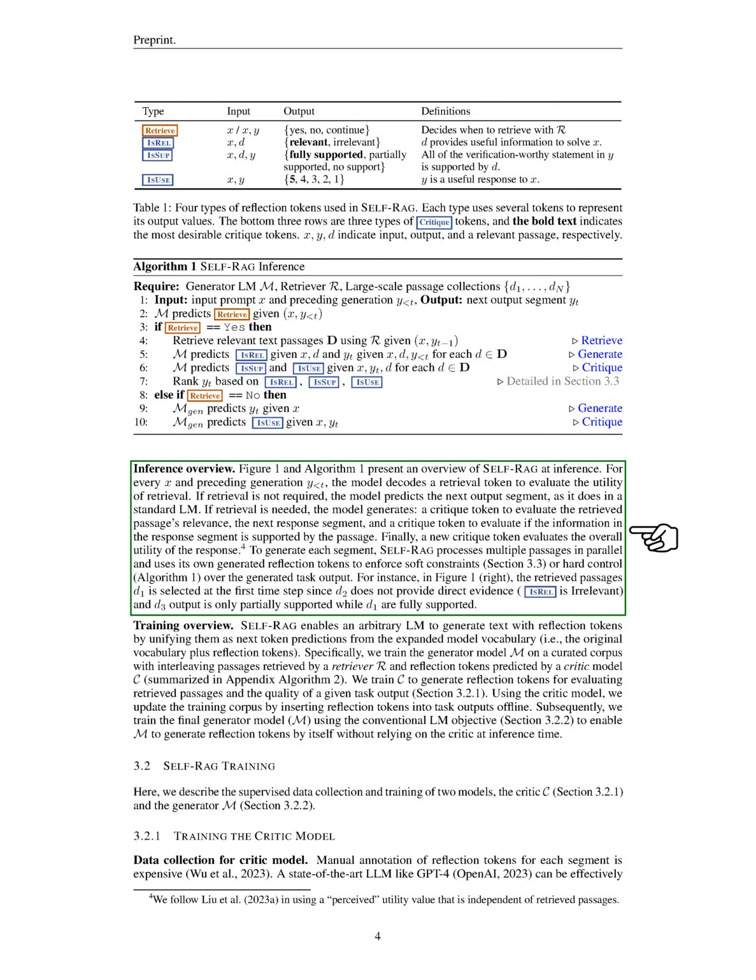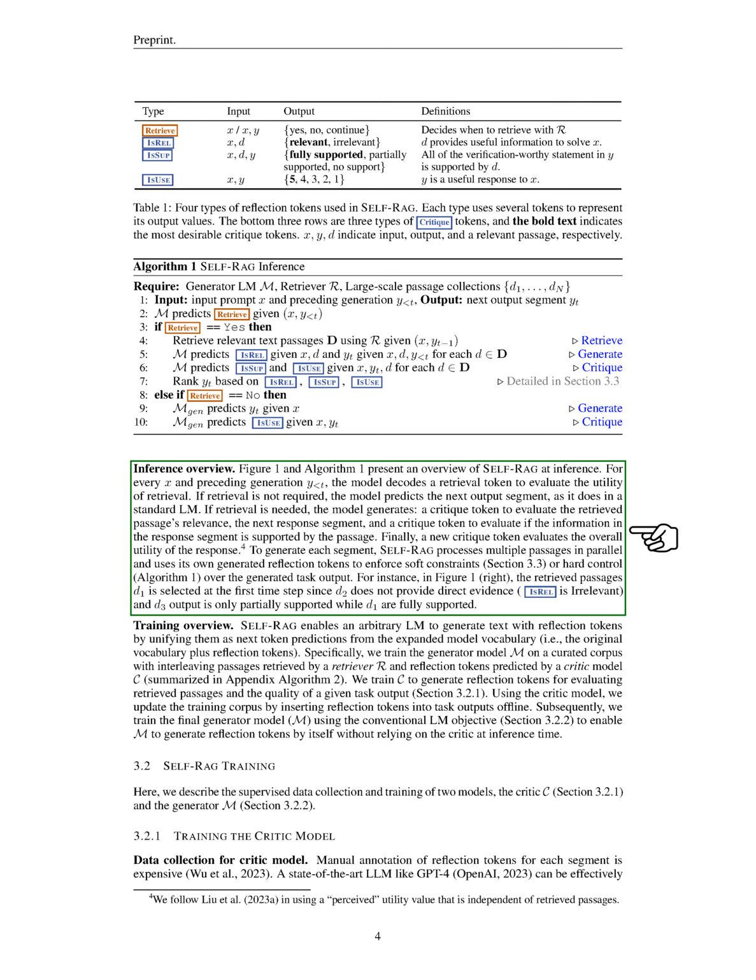During the inference process, for every input, X, and preceding generation, the model decodes a retrieval token to assess the need for retrieval. If retrieval isn't necessary, the model predicts the next output segment as a standard language model would. If retrieval is needed, the model generates a critique token to evaluate the relevance of the retrieved passage, the next response segment, and another critique token to assess if the information in the response segment is supported by the passage. Finally, a new critique token evaluates the overall utility of the response.